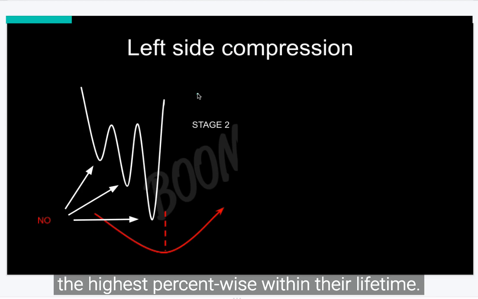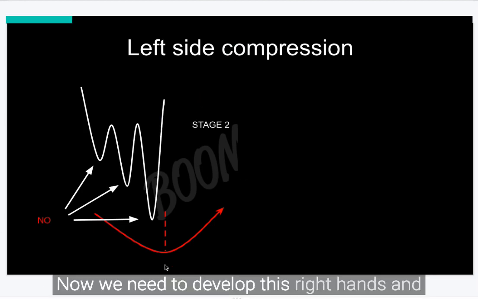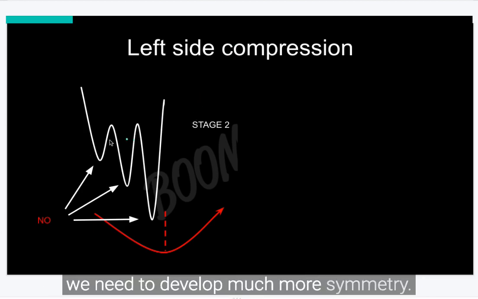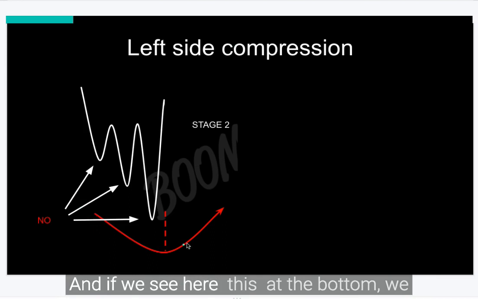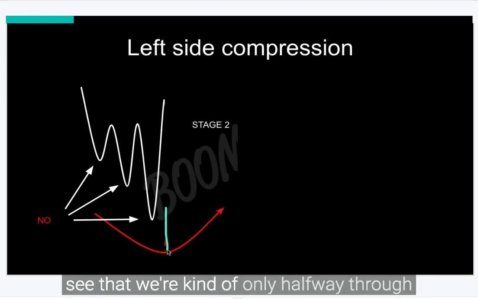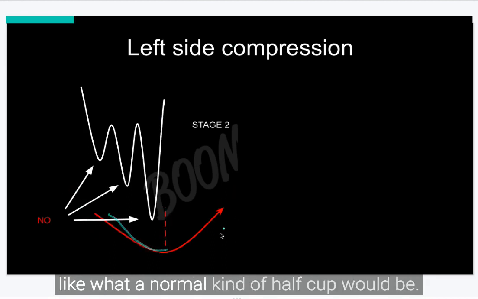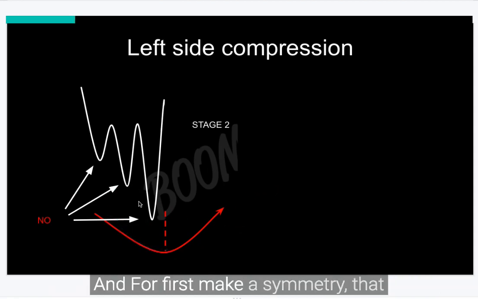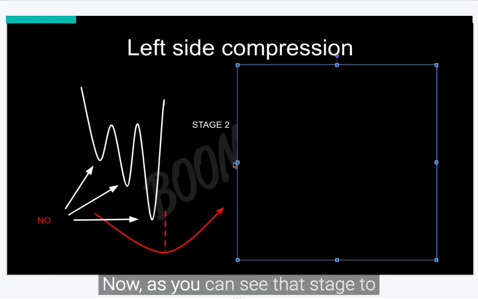Now we need to develop these right hands, and we need to develop much more symmetry. And if we look here at the bottom, we see that we're only halfway through what a normal half cup would be. For us to make symmetry, that means we need to grab some time. Now, as you can see, stage 2 actually refers to this part here.